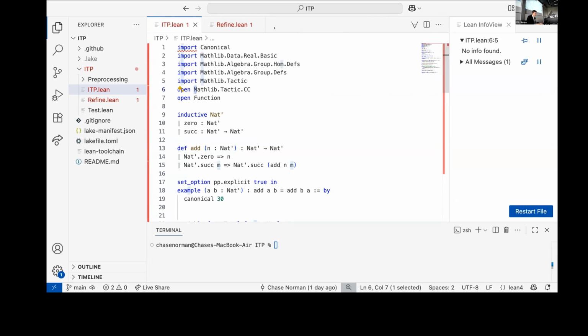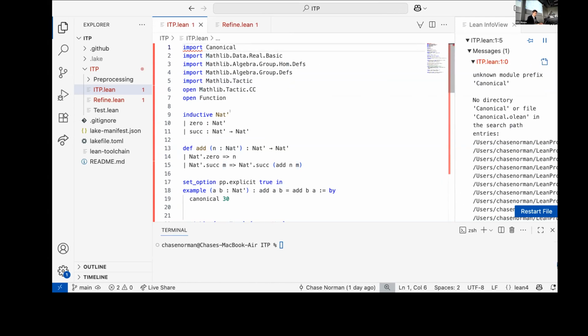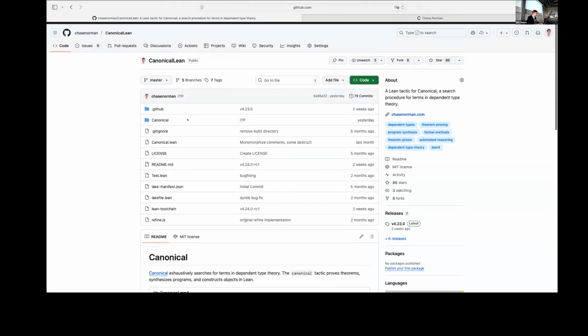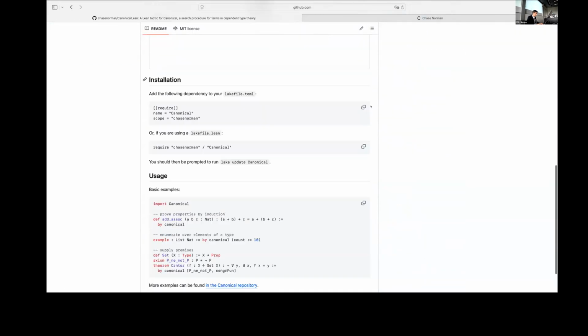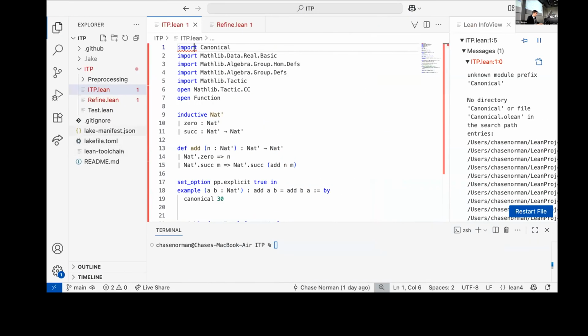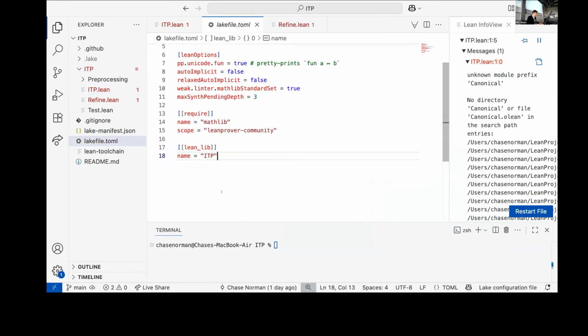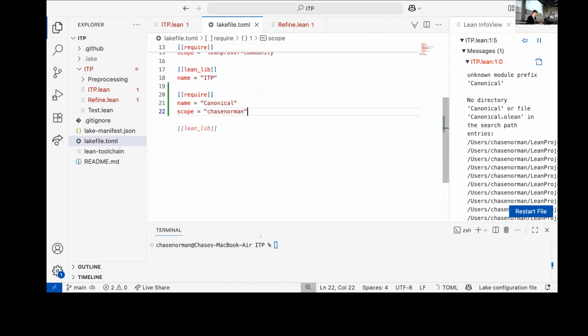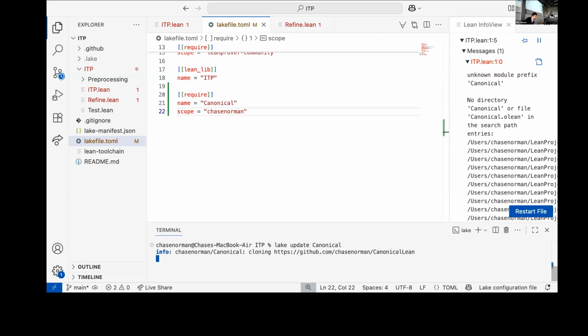So I don't have Canonical installed here. There we go. So Canonical is not installed. We're going to go ahead and install it. This is the Canonical Lean repository here, and it has nice instructions for how to install it. We can go to our Lake file, and we can add the requirement for Canonical, and then we can do lake update canonical. This will install it.